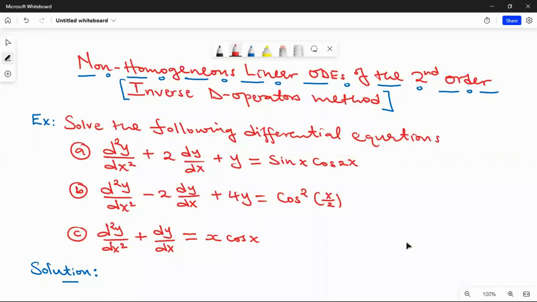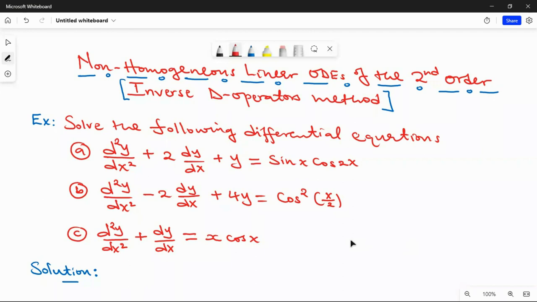Hello everyone, welcome back to this online class. Today we are going to look at how to solve non-homogeneous linear ODEs of the second order. In particular, we are going to look at the inverse differential operators method. We are given this question.